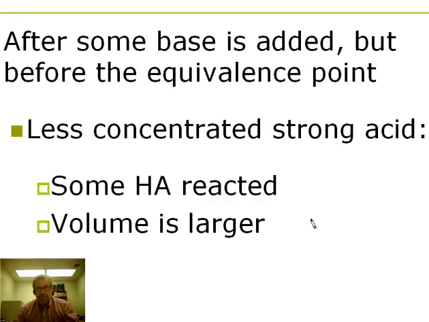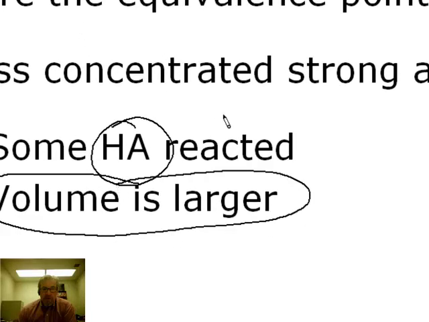The next phase of the titration is before we've reached the equivalence point, so in other words, it's not neutralized yet, but some base has been added. What you have here in this phase is just a less concentrated strong acid. And it's less concentrated for two reasons. One is some of your acid has reacted, and so there are fewer moles of acid in the solution. But the other thing that's happening is you're adding stuff from the burette, so the volume is increasing. And since molarity is going to be number of moles of acid divided by the total volume, both of these changes are going to result in a decrease in concentration.